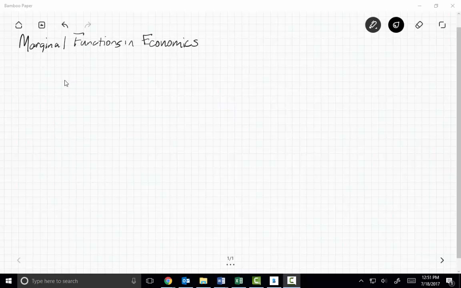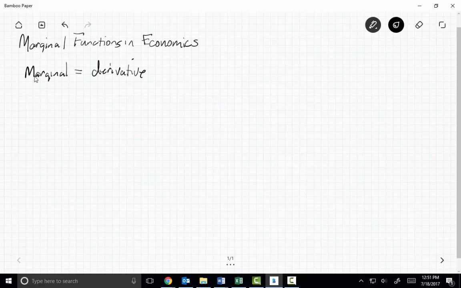Today we're going to talk about marginal functions in economics. Now, the most important thing probably that you need to take out of this entire lesson is that in economics, marginal equals derivative. They are the same thing, derivative.